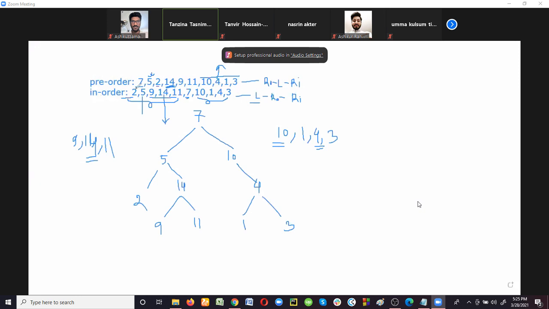That means the first node of this sequence is the root node of the tree, 7. And then identify that node in the in-order traversal. Okay, so when we find that root node, now we can easily divide the tree into 2 subtrees. If 7 is the root node, all the nodes before it will be placed in the left subtree, and the nodes after it are in the right subtree. In this way, every time we have to find out the root node from the pre-order traversal, and then identify the position of that node in the in-order traversal, and then divide the sequence into 2 parts. One is the left subtree, another is the right subtree. Clear?